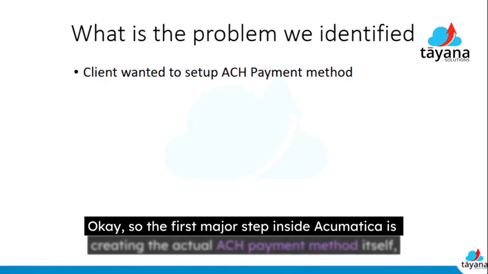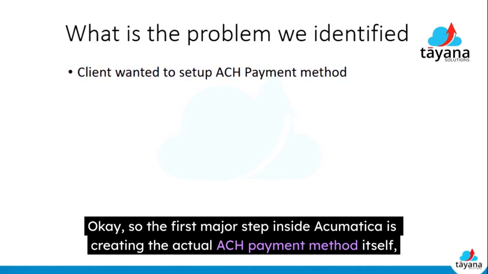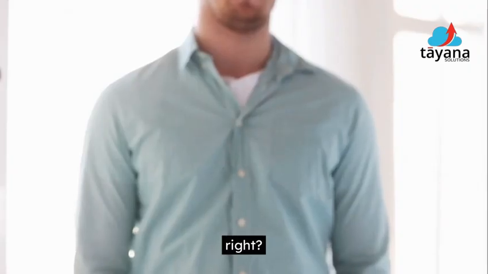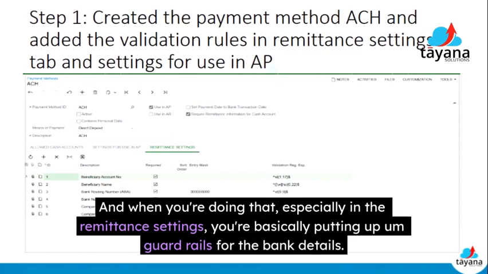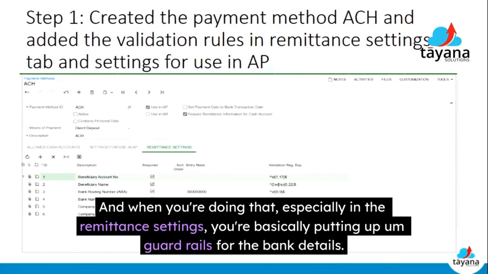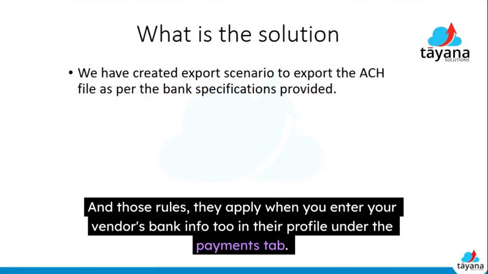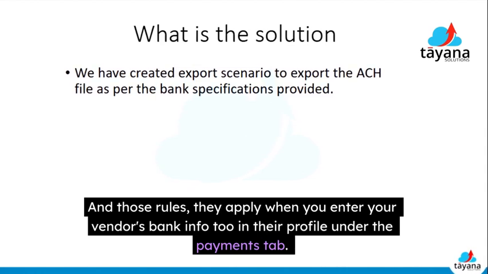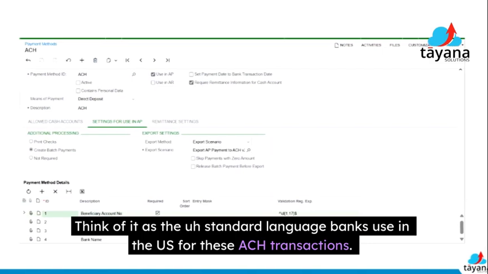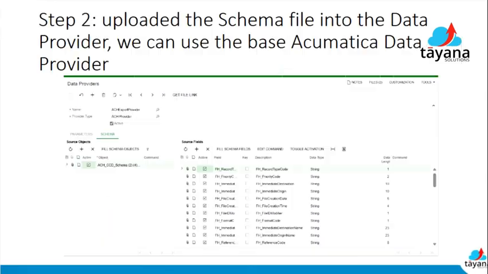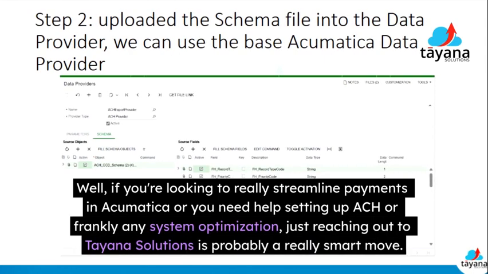Okay, so the first major step inside Acumatica is creating the actual ACH payment method itself. Right. And when you're doing that, especially in the remittance settings, you're basically putting up guardrails for the bank. And those rules, they apply when you enter your vendor's bank info, too, in their profile under the Payments tab. Think of it as the standard language banks use in the U.S. for these ACH transactions.